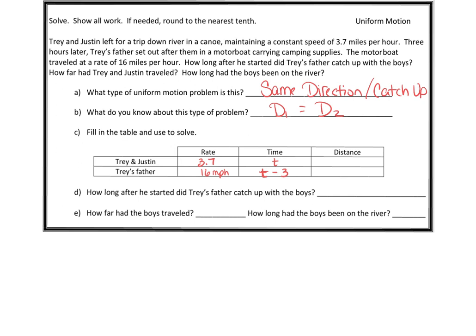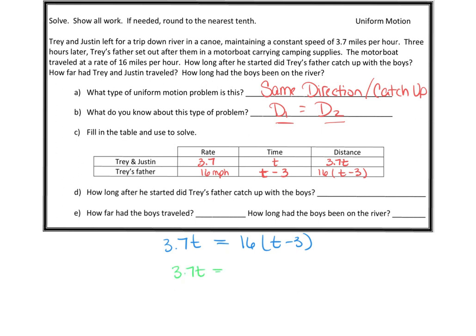I'm going to take however much time they traveled and subtract 3 hours from it. Okay? My third column is always going to be the same. I just multiply across. So their distance is going to be 3.7 times t. His distance is going to be 16 times the group, t minus 3. Anytime you have a plus or minus, put a group around it. I already said these two equal each other. I've already said that's the case. So I am going to set those equal to each other. 3.7t equals 16 times t minus 3. And then I'm going to just solve.